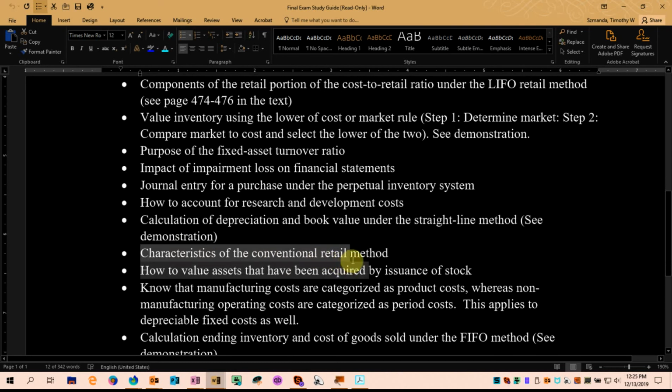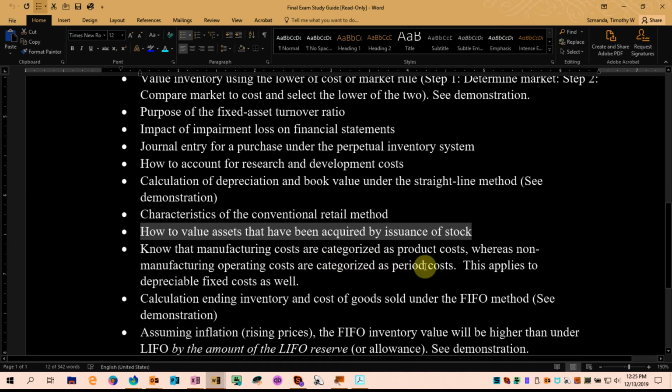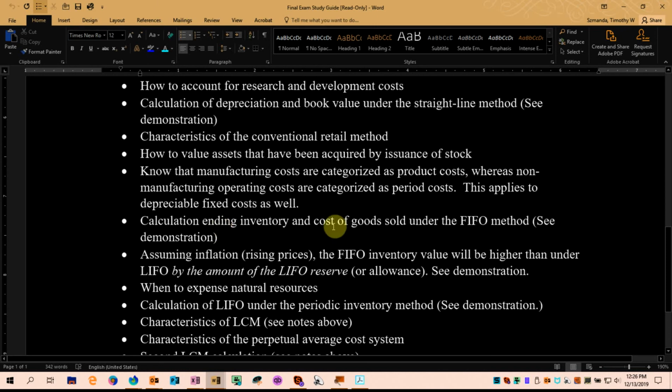Other characteristics of the conventional retail method: how to value assets that have been acquired by the issuance of stock. Know that manufacturing costs are categorized as either product costs or period costs. So if the asset, for example, is used to actually manufacture a product directly, like a machine that makes the parts that you're selling, those would be product costs. If you're talking about indirect overhead that indirectly supports the manufacturing process, that would be a period cost and would be expensed right away.